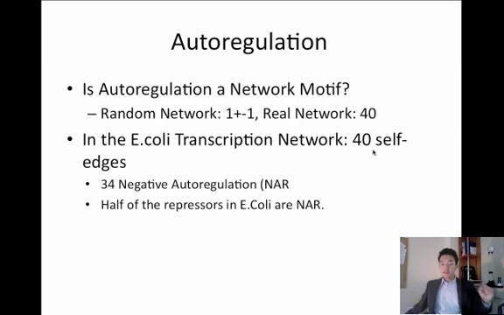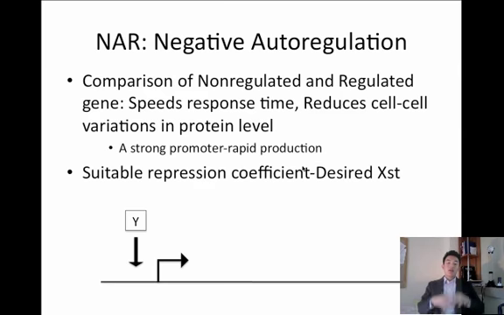Furthermore, in E. coli there are 40 self-edges, meaning 40 autoregulations, out of which 34 are negative autoregulations. So basically in E. coli, half of the repressors are NAR. Now, if you look at the NAR, the way it works is pretty simple.